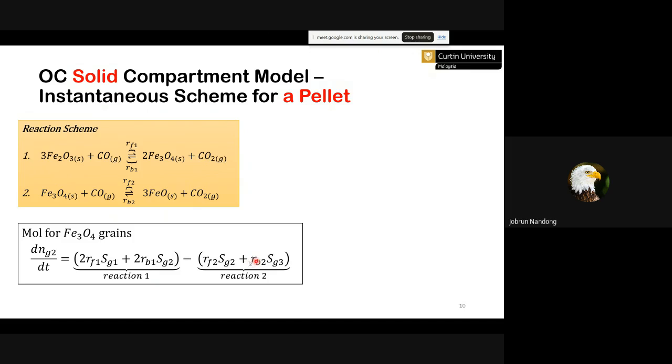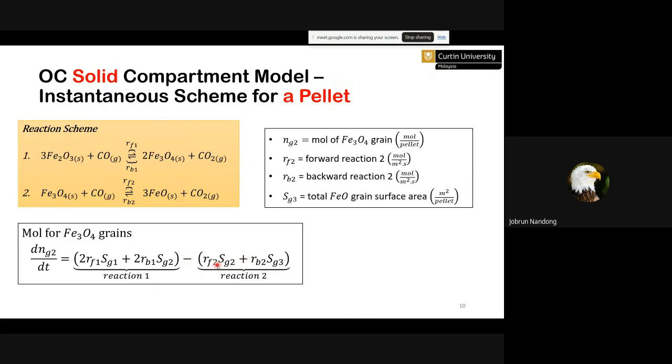So again, here is negative. Negative meaning that one will be produced back, because negative and negative will become positive. Again, that is just a convention for convenience. For the forward reaction, again the same thing as before, RF2 is positive and RB2, the sign for that is negative.